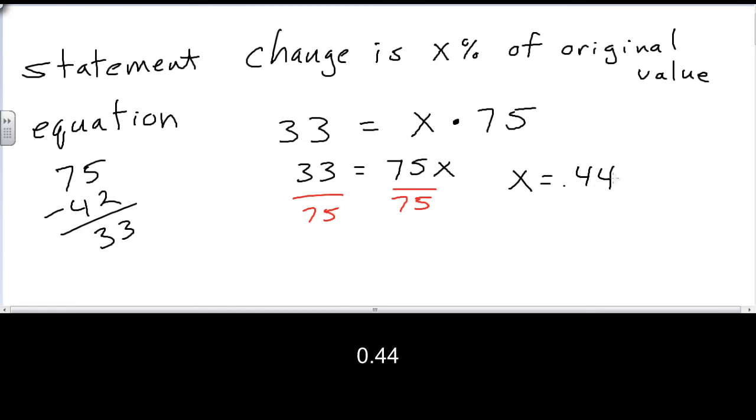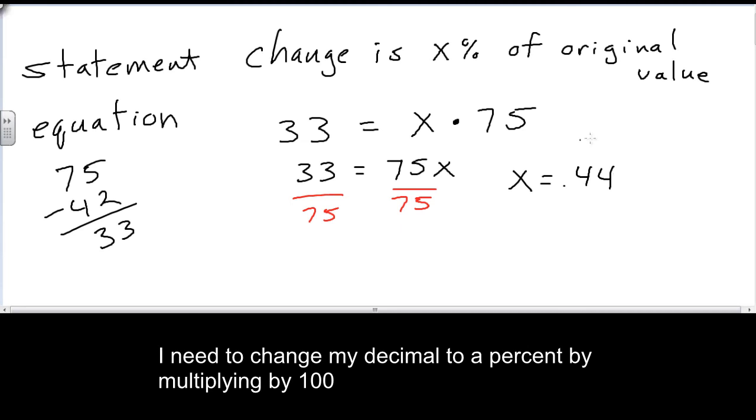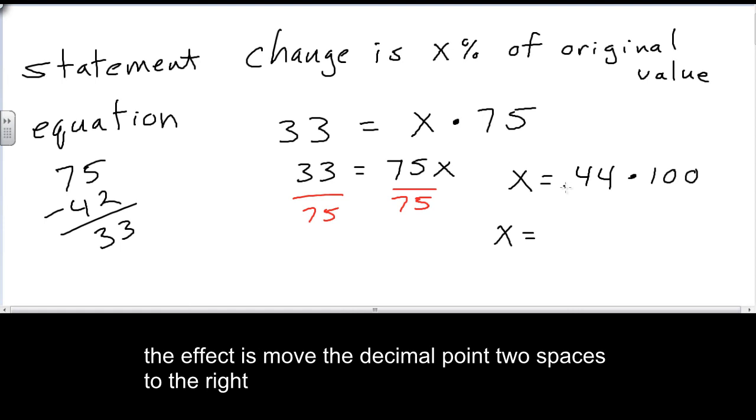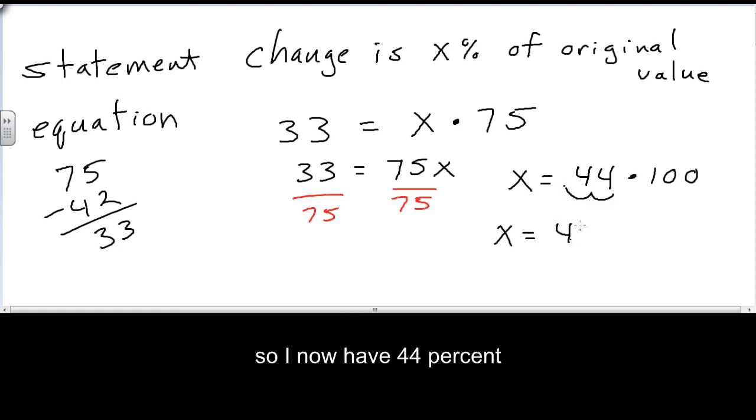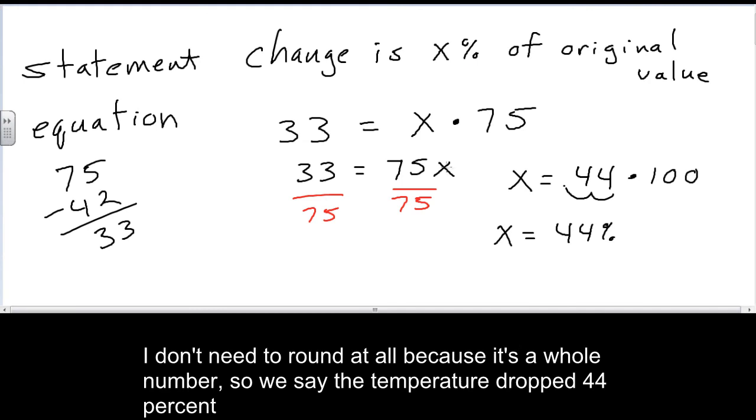0.44. Now since I want it as a percent, I need to change my decimal to a percent by multiplying by 100. The effect is move the decimal point 2 spaces to the right. So I now have 44%. I don't need to round at all because it's a whole number. So we said the temperature dropped 44%.